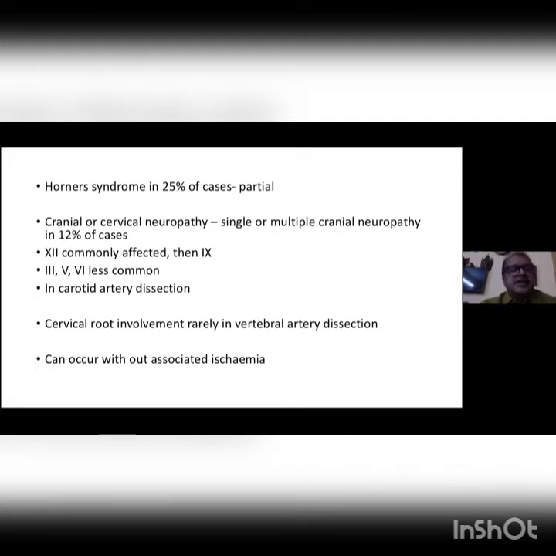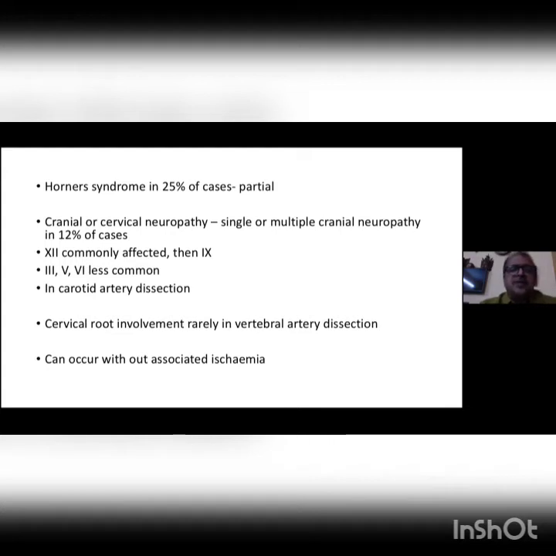So as I was telling, there is a dissection, there is a luminal expansion, double lumen, intramural hematoma. When the expansion of the artery happens, it compresses the surrounding nerves. Cervical root involvement occurs rarely in vertebral artery dissection. So the patient can have cervical root involvement in vertebral artery dissection. It can occur without associated ischemia.